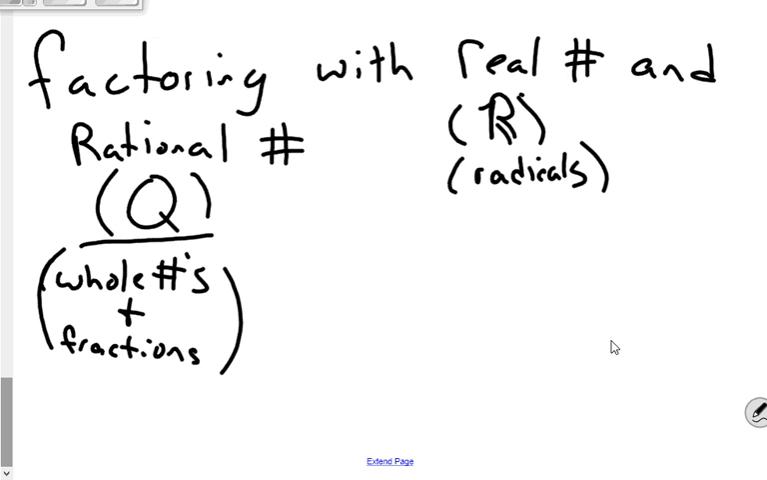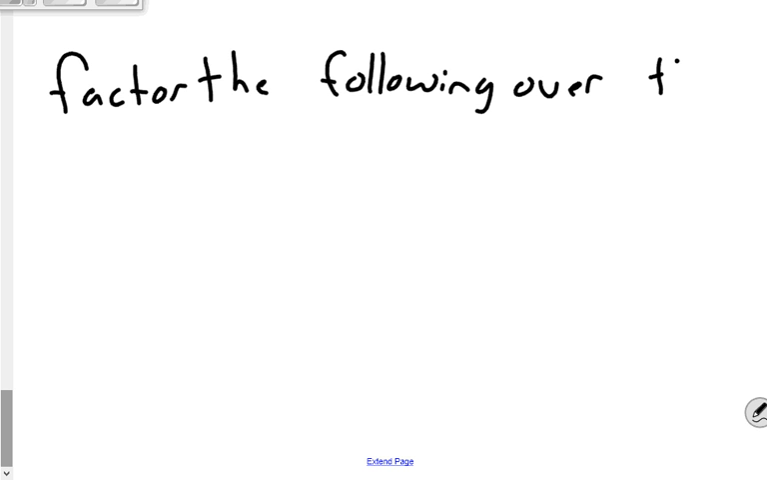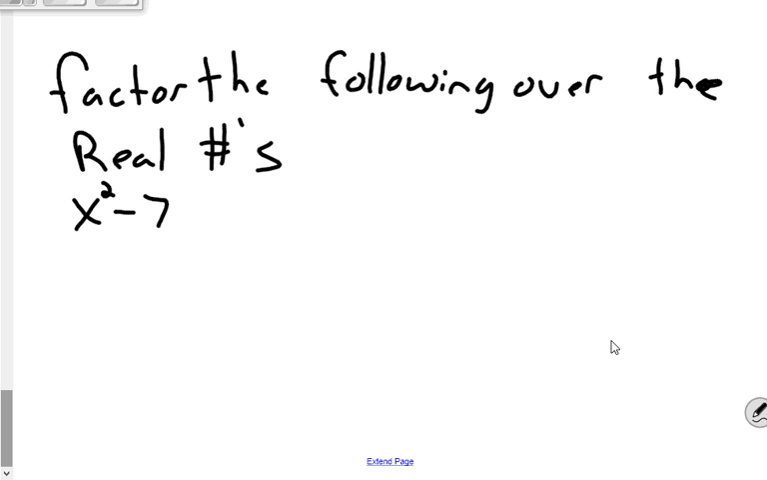So now if I was to ask you guys to factor the following over real numbers, some examples of what that looks like. Start with an easy one. I want to factor x squared minus 7. Now, 7 is not a perfect square, is it? But when we can start to use radicals with our reals, now it gets interesting. x and x for x squared, right?